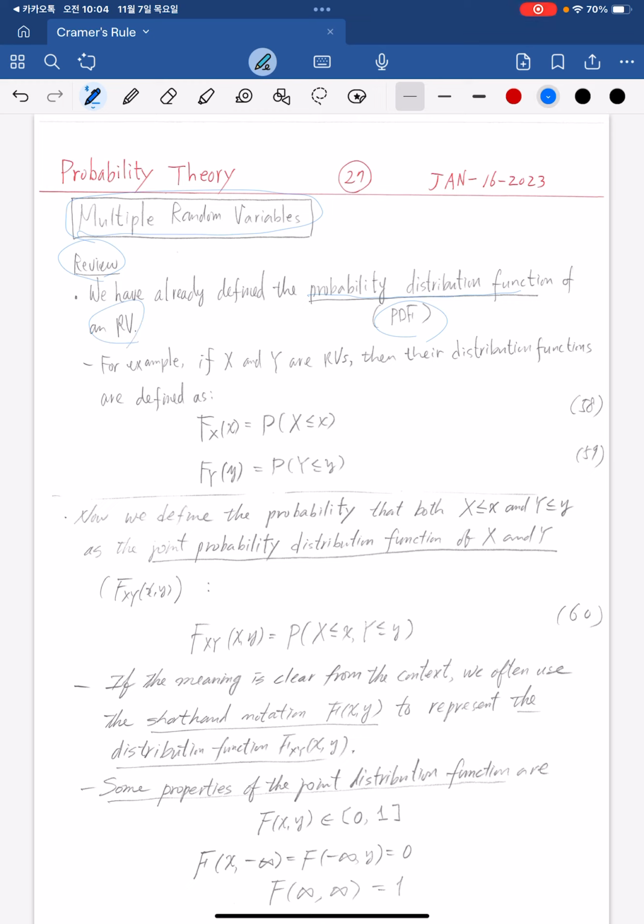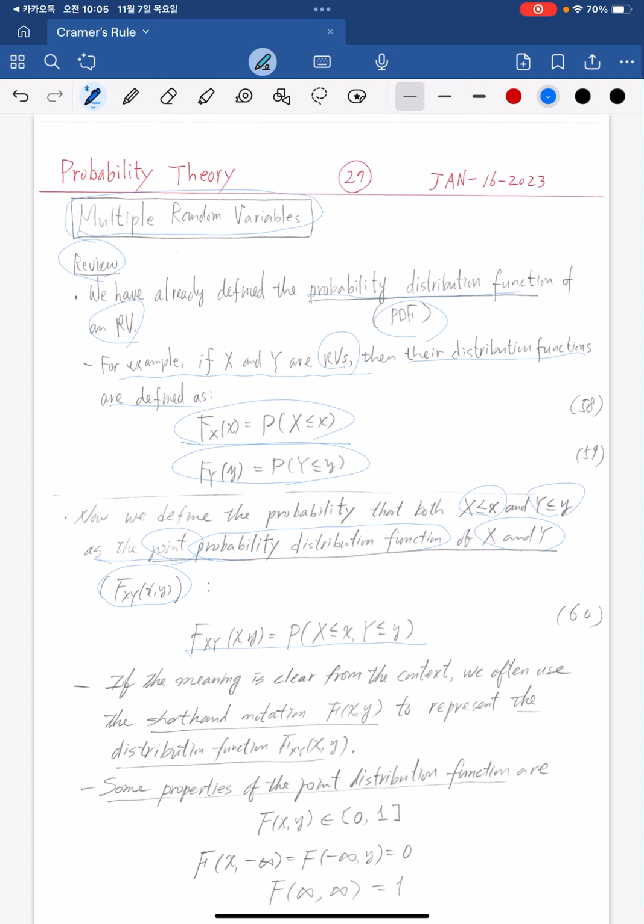random variable. For example, if large X and Y are random variables, then their distribution functions are defined as distribution functions입니다. Now we define the probability that both X not larger than small x, Y not larger than small y, as the joint probability distribution function of X and Y, large F X,Y 이렇게 만들죠.